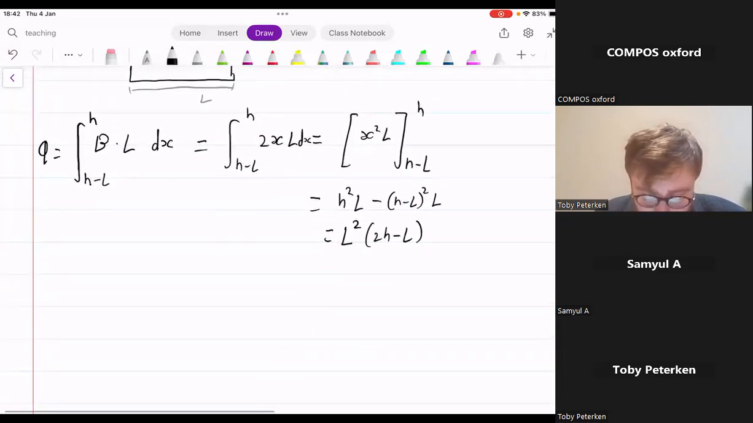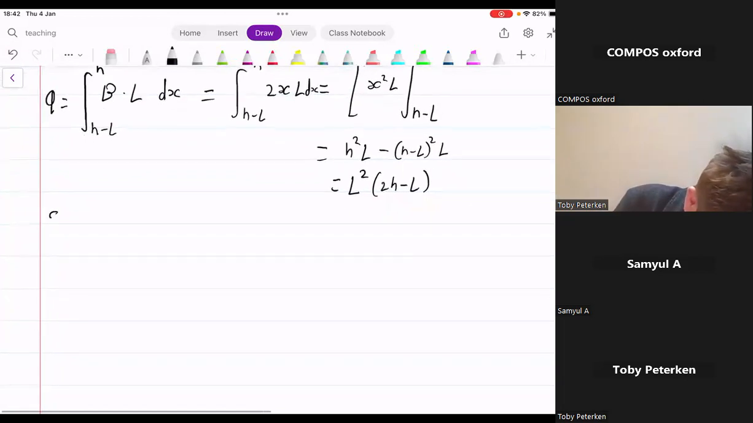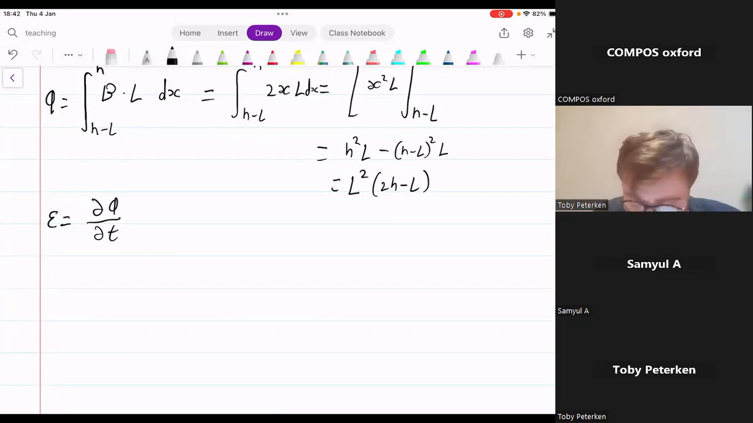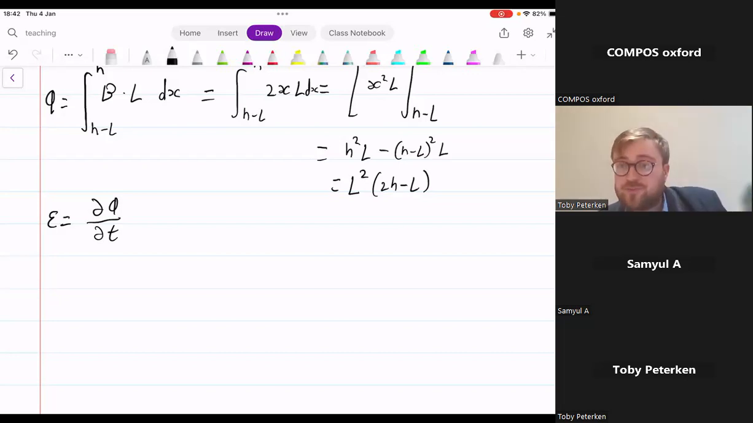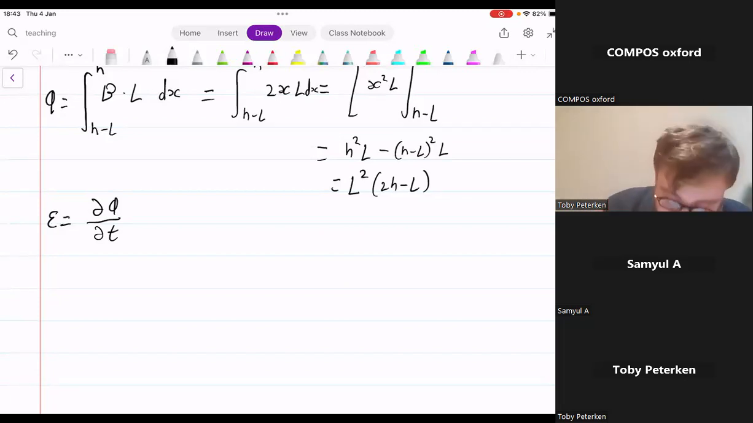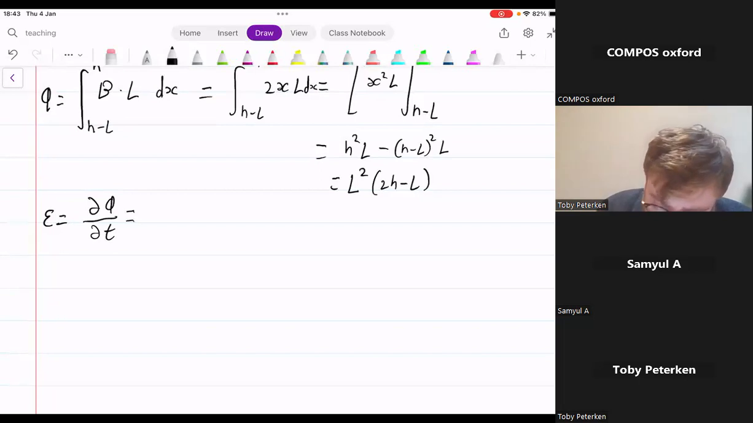Now, we want the EMF, which is equal to d phi by dt. Which of these quantities is actually changing? The width of the loop isn't changing. The dimensions of the square loop aren't changing, so L is a constant. But what is changing is the height. As it falls, the height decreases. So the derivative of flux is 2L squared dH by dt.